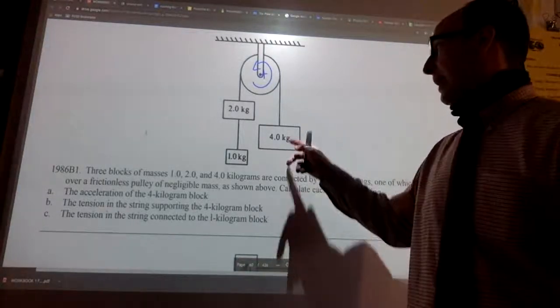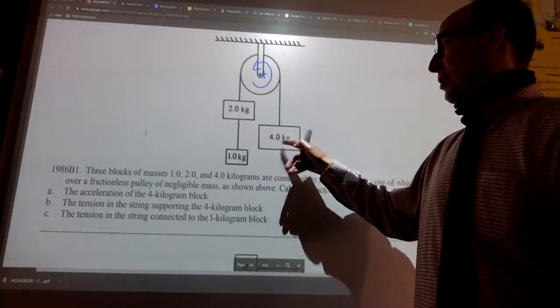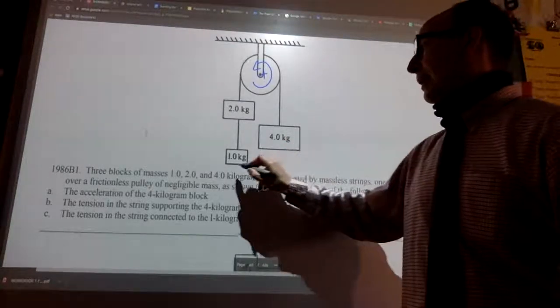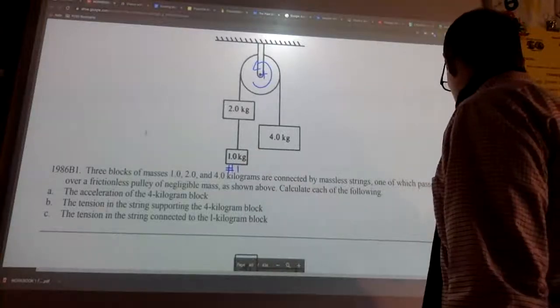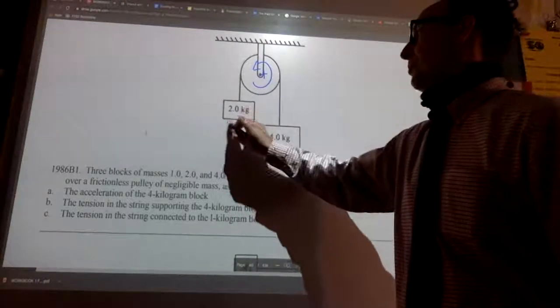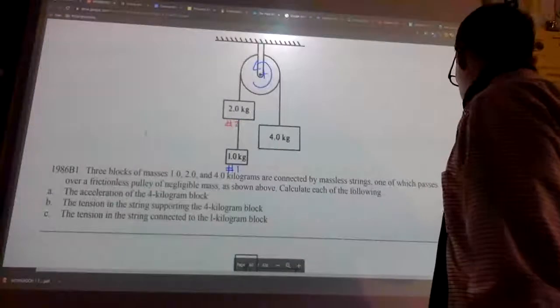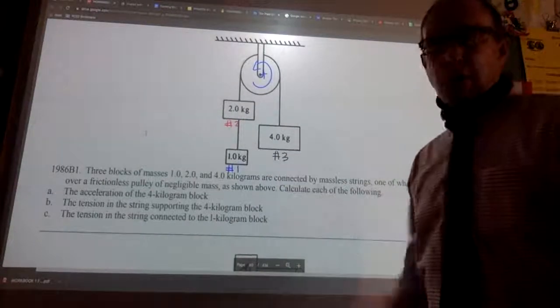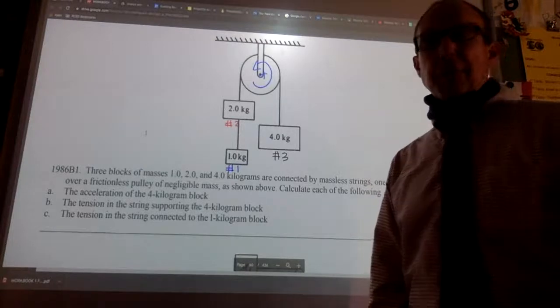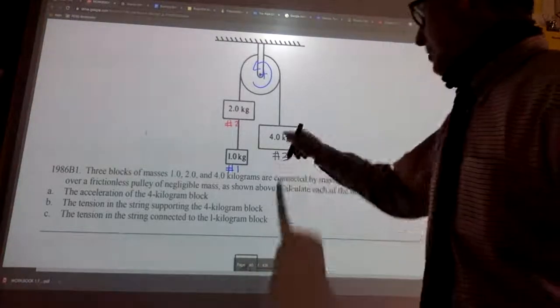All right, so I want to get the acceleration of the 4 kilogram block. Why don't I call this guy number 1, call this guy number 2, call this guy number 3. Why don't I do an Fnet for each one of them? Try to draw everything to scale. Let's start with number 3.